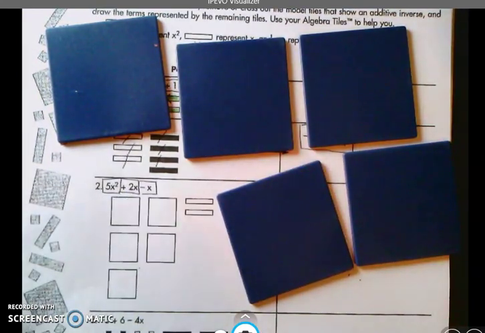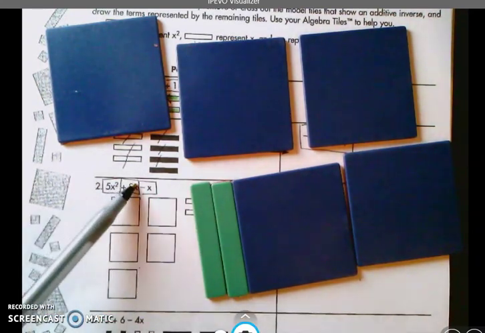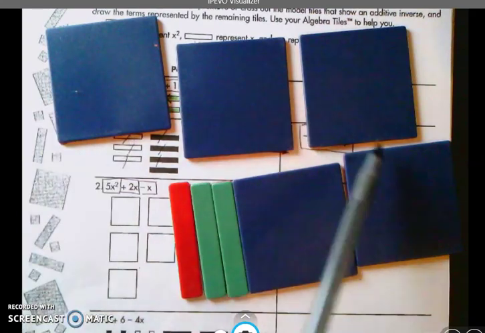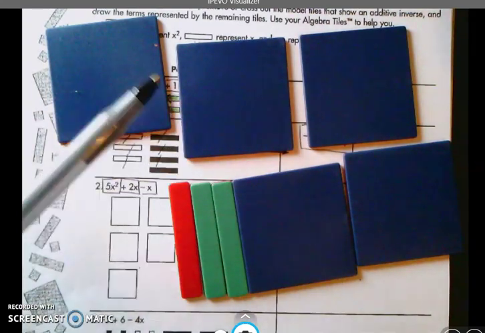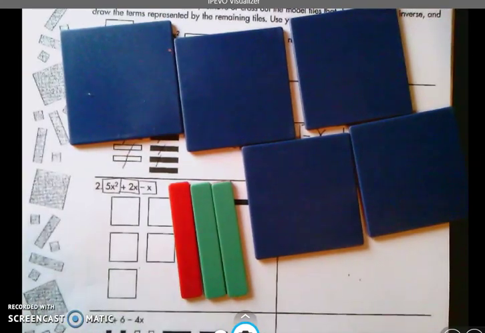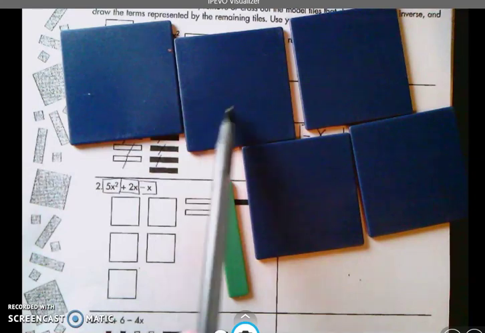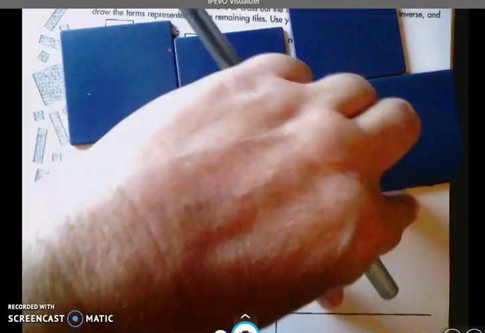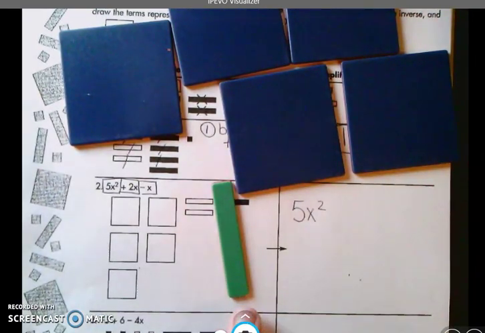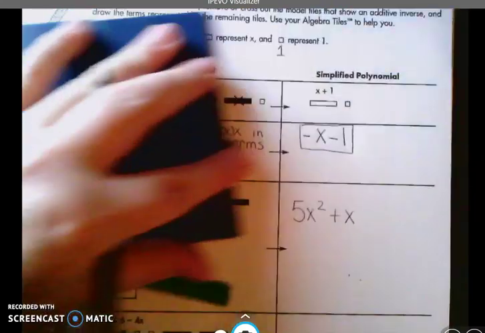Plus 2x is 2 green rectangles, minus x is 1 red rectangle. So can any of these big squares cancel out? Good, no, because they're all the same color. So I can keep all these, but can any of these cancel out? Yeah, these two can, right? So I can get rid of those. So what I have left are 1, 2, 3, 4, 5 positive x squares and 1 positive x, so plus x. So that's my final answer.